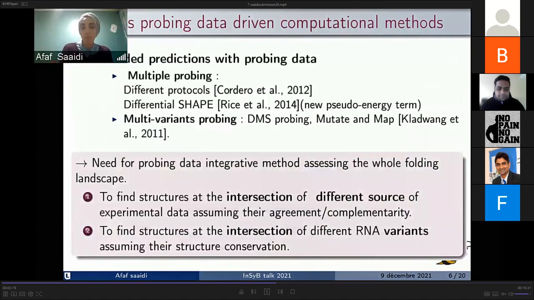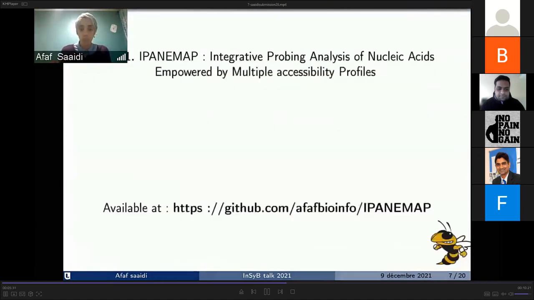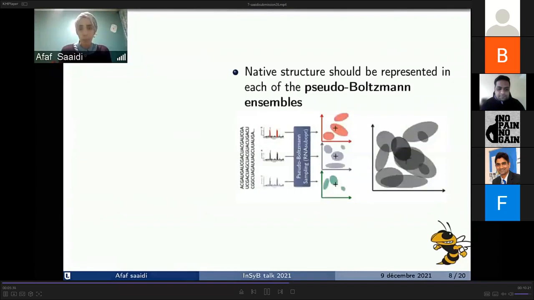So far, we had this. There was a need to find, for probing data, an integrative method to assess the whole folding landscape in order to find structures that are at the intersection of different sources of experimental data, assuming either agreement or complementarity. So I'm going to introduce APBioNet, that is our first approach here. It takes as input a sequence and a set of reactivity profiles, and for each reactivity we build a pseudo-Boltzmann ensemble that contains structures compatible with this specific reactivity. Okay, so in this case we have 3 reactivity profiles, and we were able to generate 3 pseudo-Boltzmann ensembles.